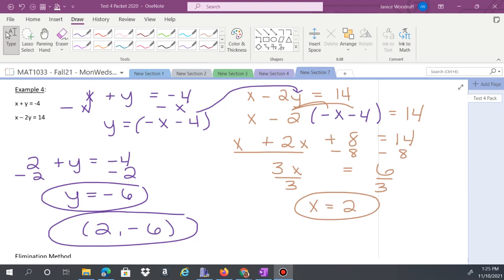Okay, any questions on that method? All right. So now let's look at elimination method. Elimination method, it is just like it sounds. You are going to need elimination method when you do college algebra and pre-calc.